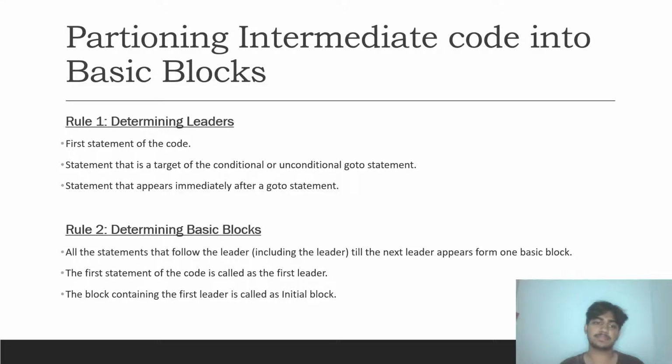For determining the basic blocks, all the lines which follow the leader, including the leader, form one block. You always note that the first block, from the beginning of the first statement of the code till wherever it goes, is known as the initial block always. The first statement is called the first leader, and the first block is called the initial block.